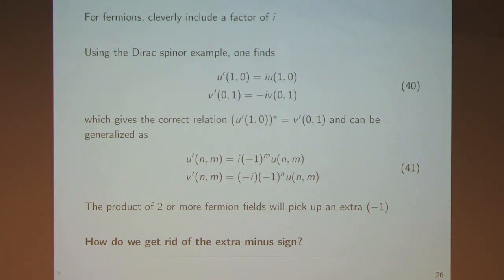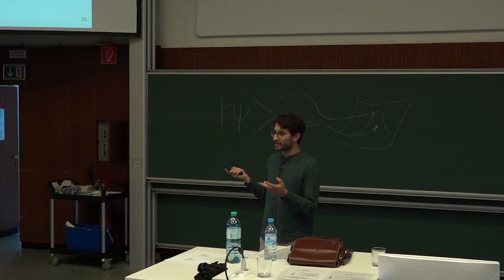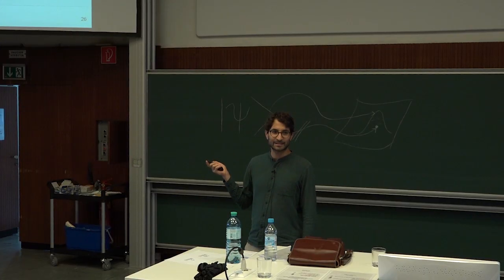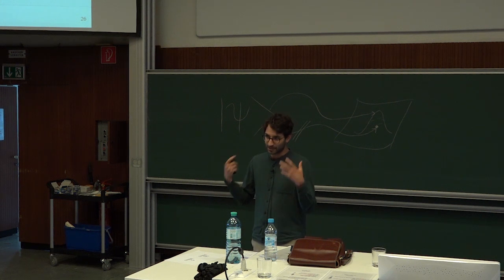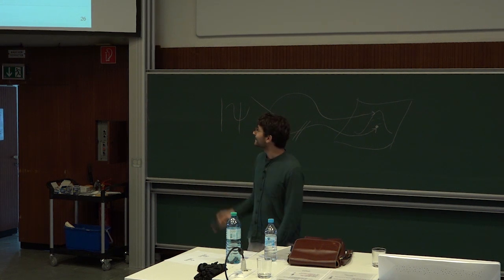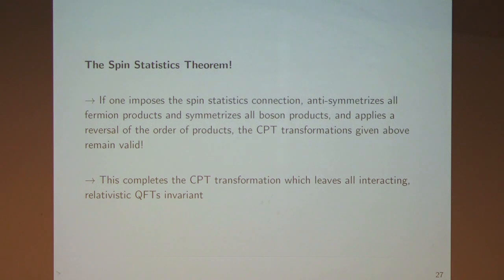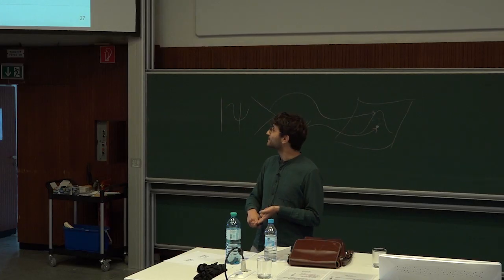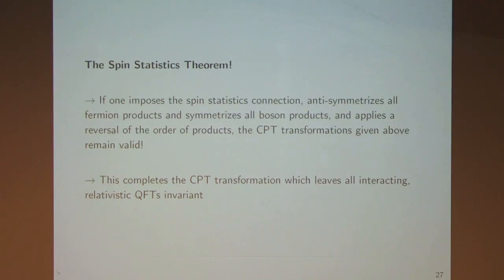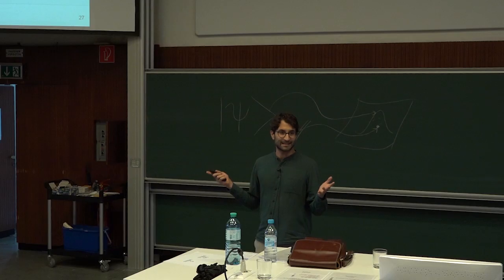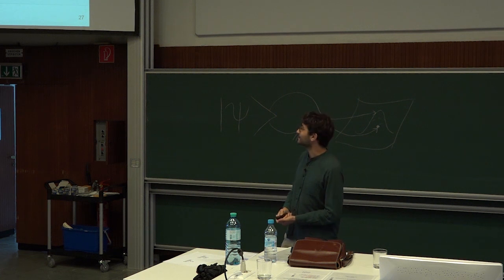So far, so good, but for products of 2 or more, we're going to pick up an extra minus sign for fermions. And at this point in the talk, everybody knows how we get rid of an extra minus sign for fermions in a time reversal operation that includes transposition, and that's going to be the spin statistics theorem, right? So this is how Pauli goes about the proof and shows that if one imposes spin statistics, relativity, and anti-symmetrizes all fermion products, symmetrizes all boson products, we're going to get a CPT invariant theory. And yeah, that's the proof of CPT invariance in relativistic QFT.